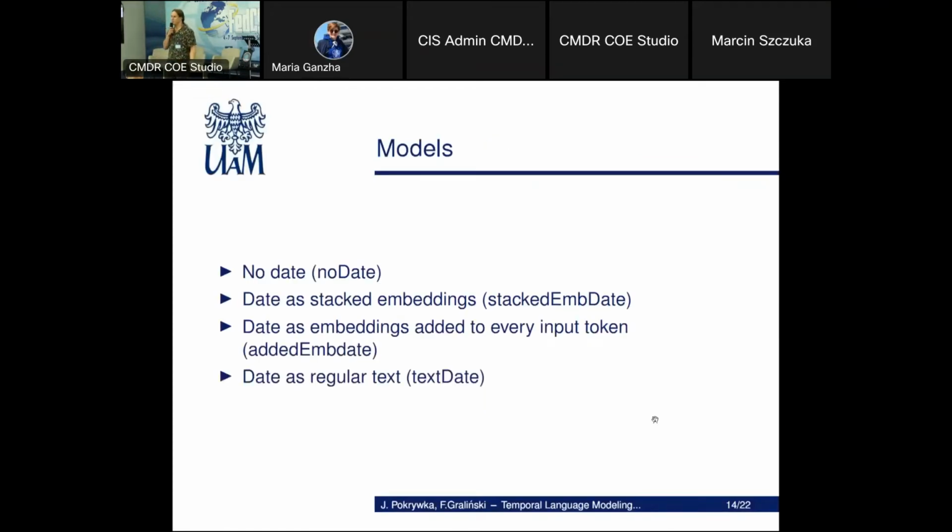So we use this base model, and we fine-tuned it just as is, which is the no date model. We have a label for it in our tables, and this is our baseline model. And we developed 3 approaches which incorporate date into our transformer model. First, date as stacked embeddings. Second is date as embeddings added to every input token, and third is date as regular text.